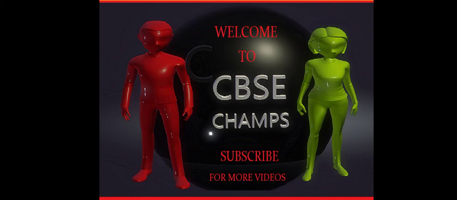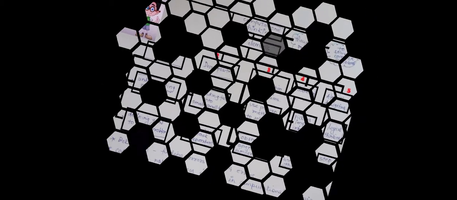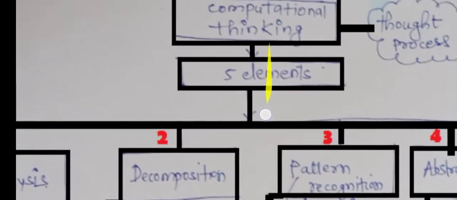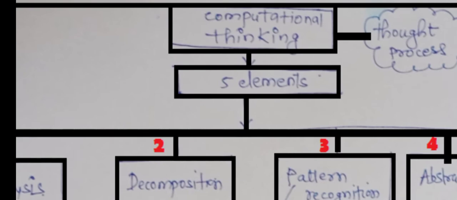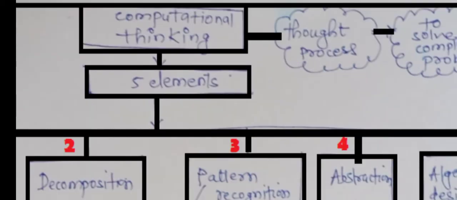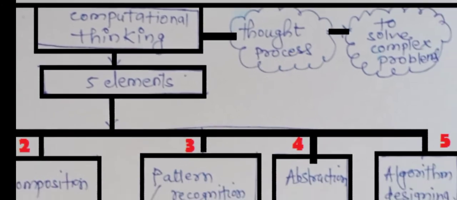So without wasting time, we will proceed with the slide of this topic. This is the only slide that you have to understand. So, what is computational thinking? What does it mean by computational thinking? Computational thinking is nothing but a thought process. Why is there a need for computational thinking? In order to solve complex problems.